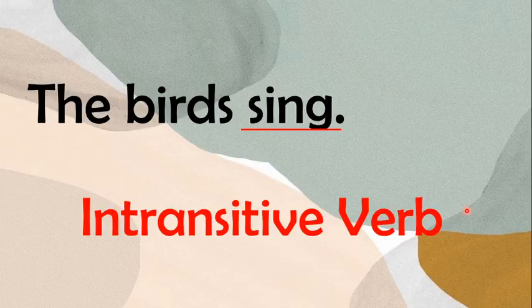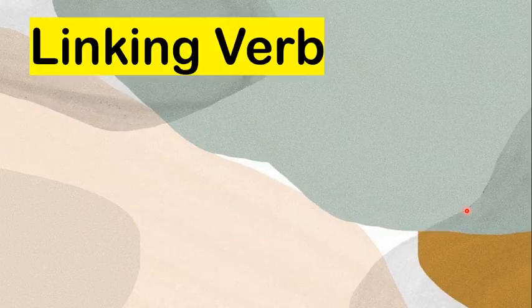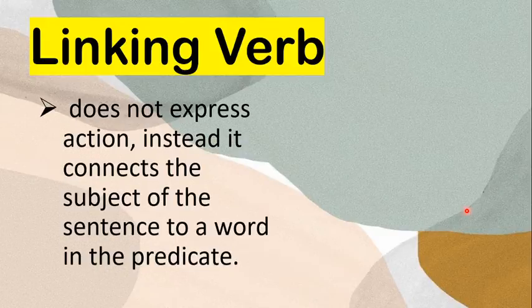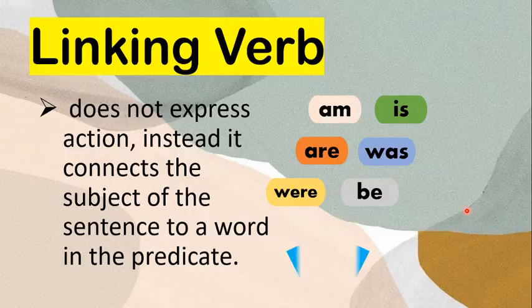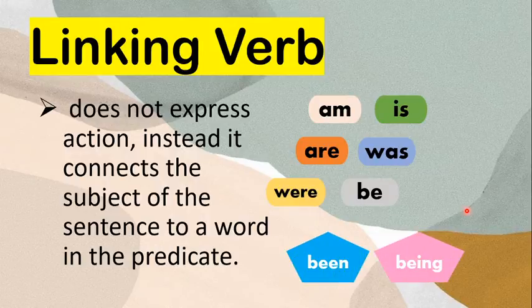The opposite of action verb is what we call the linking verb. From the word linking, what is the root word of this one? Link, right? Meaning, it does not express action. Instead, it connects the subject of the sentence to a word in the predicate. These are the examples of the linking verbs: am, is, are, was, were, be, been, and being.